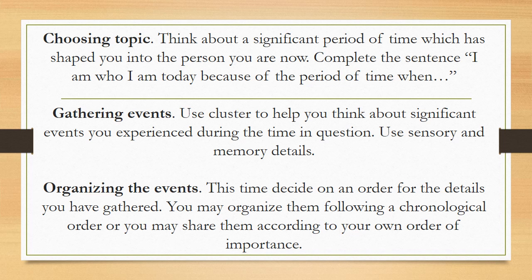Then the next step is to organize the events. So this time, decide on an order for the details you have gathered. You may organize them following a chronological order, or you may share them according to your own order of importance. In this step, we are going to organize or arrange the events which had happened in your past daily life. So you may want it in a chronological order, or you may share them according to your own order of importance, or the way you want it to be organized or arranged.